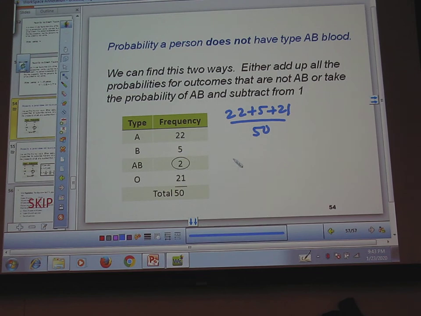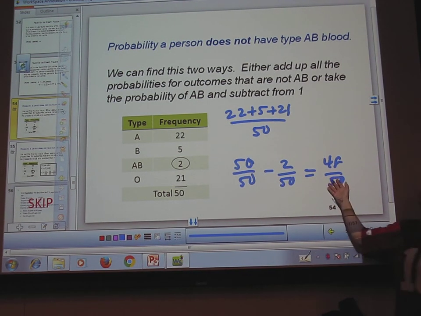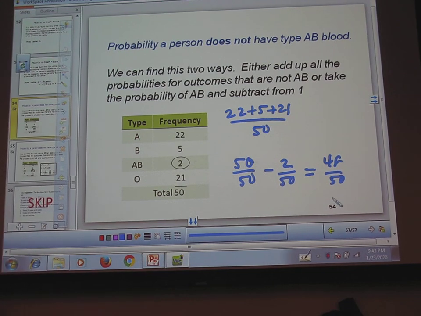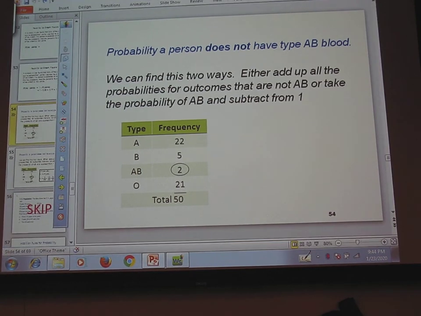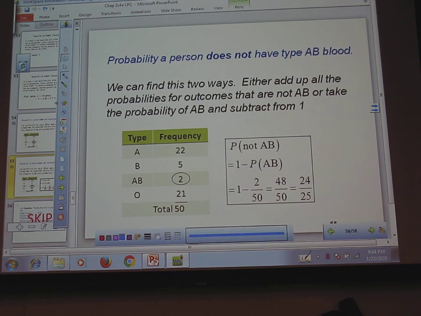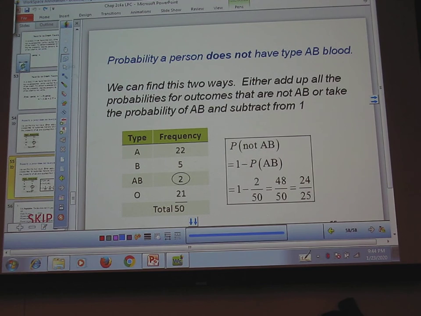What's the other way? Subtract. 50 out of 50, 1, right? Minus 2 out of 50. 48 out of 50, right? 1 minus the complement. So you guys see what I'm saying? 48 out of 50. Whenever you want to use 1 as a fraction, just put the same denominator over the top, and then you get 1. It's easier. Here it is, prettier. Which one's easier, do you think? Subtracting. Yeah, the subtracting. I think so too.